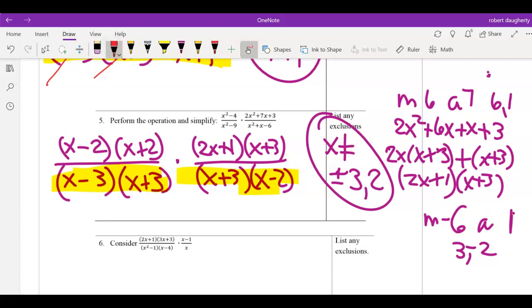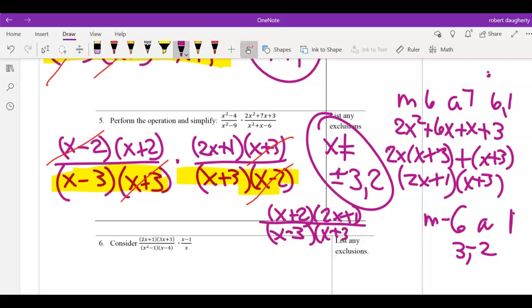And then to get the final answer here, you've got x minus 2 over x minus 2, and x plus 3 over x plus 3. That is all you can work with from simplification. So this final answer becomes x plus 2 times 2x plus 1 divided by x minus 3 times x plus 3.